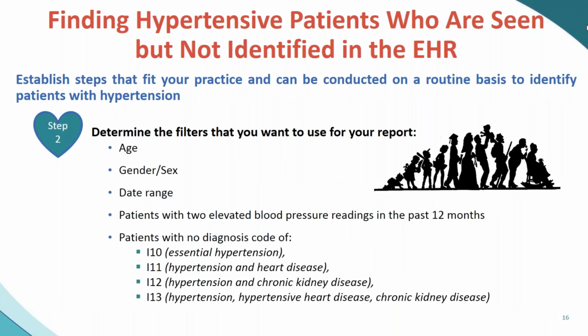The second thing you want to do is determine the filters that you want to use in creating your report. And Scott's going to walk you through setting up those reports, but there are certain things that you're going to want to decide, whether you're looking at the overall hypertensive population, you're looking at certain age, certain sex, certain date range. Date range is important as it pertains to other reports you do.